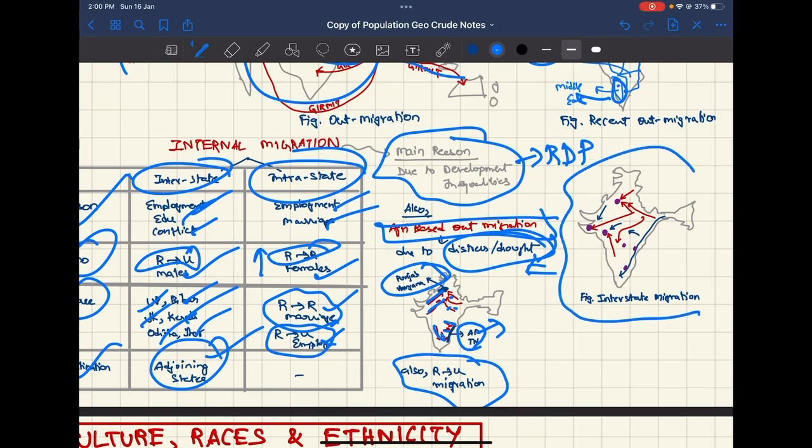Now, this is interstate migration. People move to Delhi, people move to Gujarat. These are the industrial locations. People move to Mumbai. Some people move to Hyderabad from Rayalaseema. People from this line going here move along the industrial locations here.